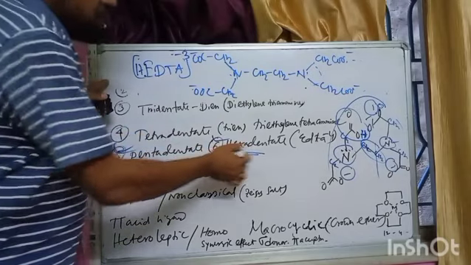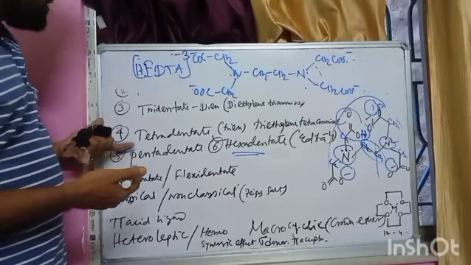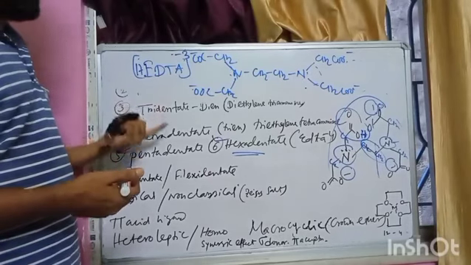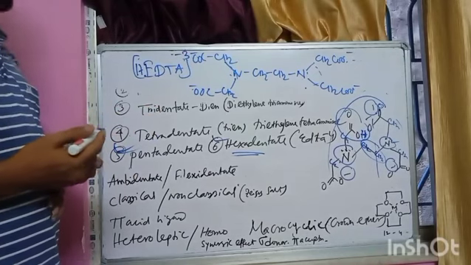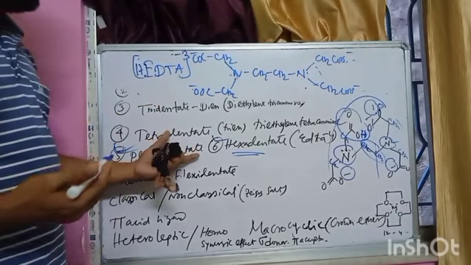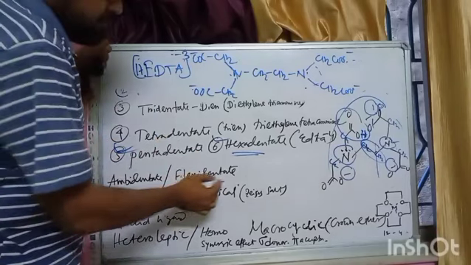When the number of donor centers of EDTA is 4, it acts as a tetradentate ligand, and it can also act as a tridentate ligand. So there is another term: when the denticity of EDTA varies, it is called a flexidentate ligand.